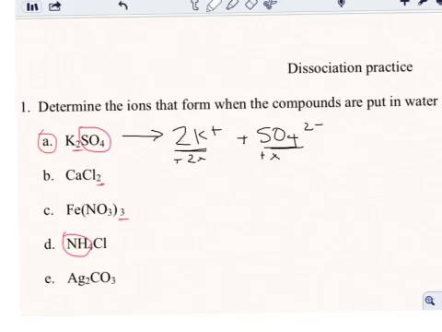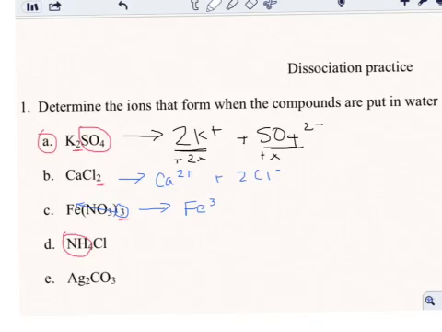The next ion here is calcium chloride. Calcium chloride breaks up into calcium ions, which are 2 plus, and 2 chloride ions. Remember that you might need to look at the periodic table in case you don't remember the charge of these ions. This next problem here, iron, we figure out what iron's charge is from doing the reverse crisscross.